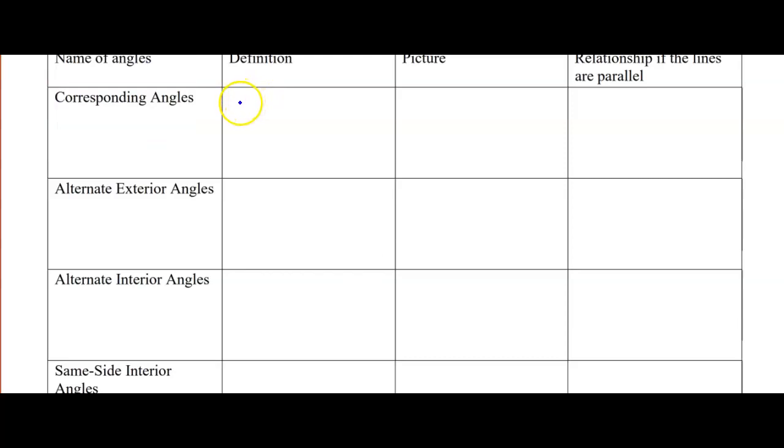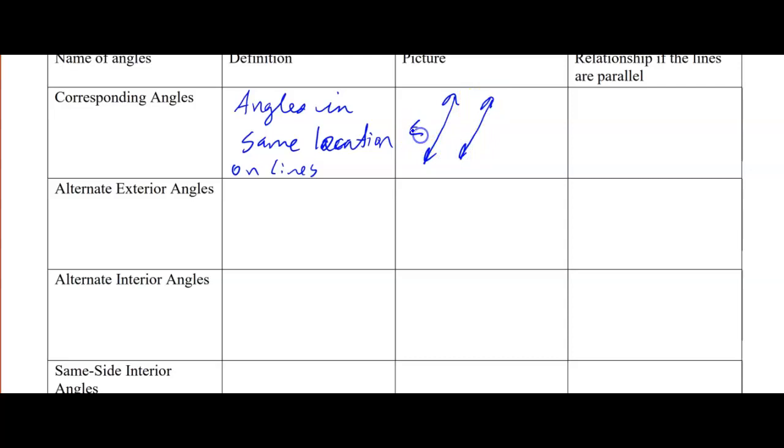Corresponding angles. Angles in the same location on your lines. Okay? Couple of choices here for this. So location, so 1, that's the same location set.